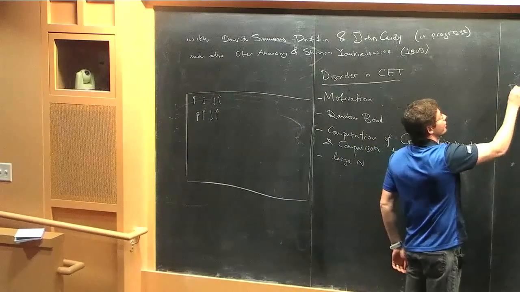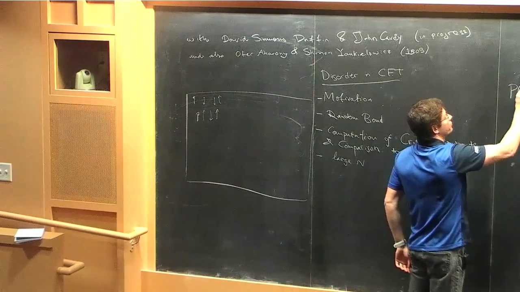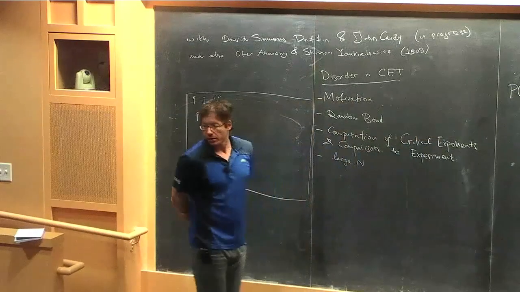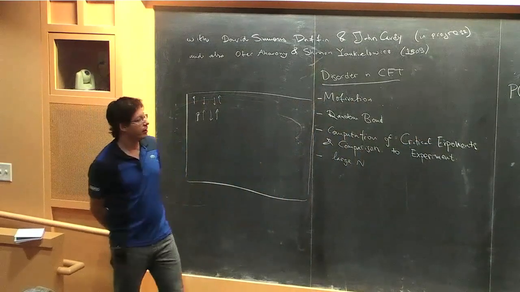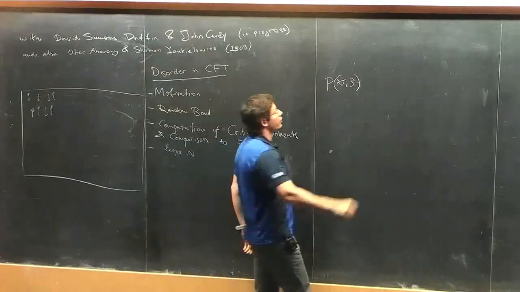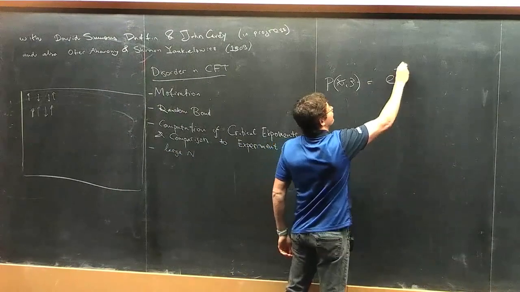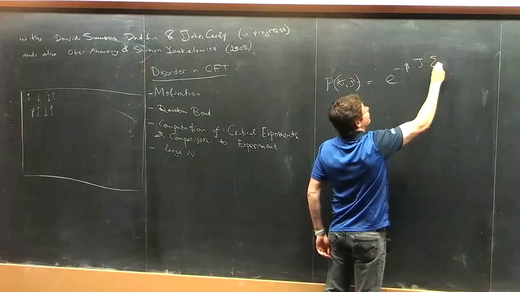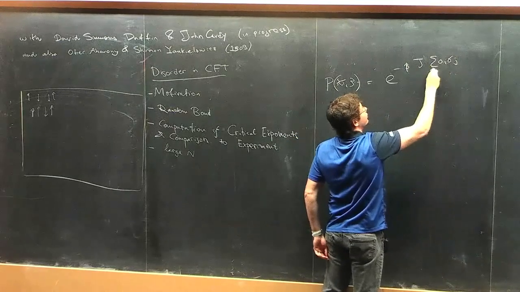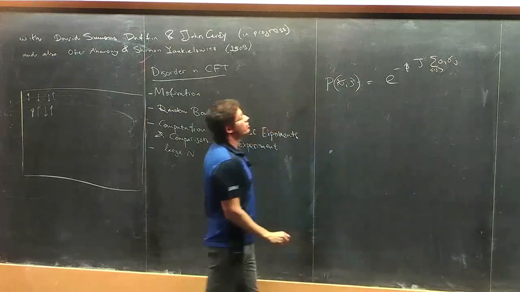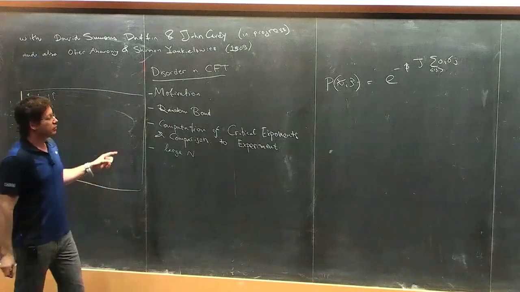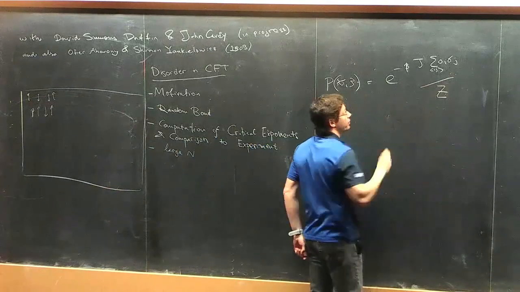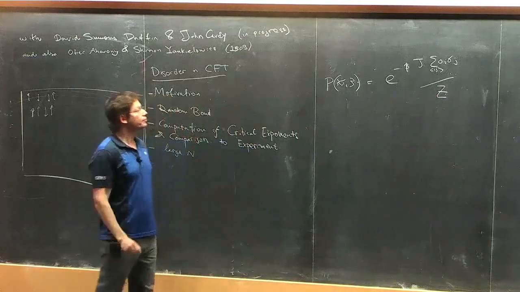Ordinarily, if you have some spin configuration, the probability for the spin configuration would be given by the usual Boltzmann factor. It would be given by e to the minus beta J sum over sigma_i sigma_j over nearest neighbor interactions, divided by the partition function. In that way you could compute the probability for some given spin configuration.